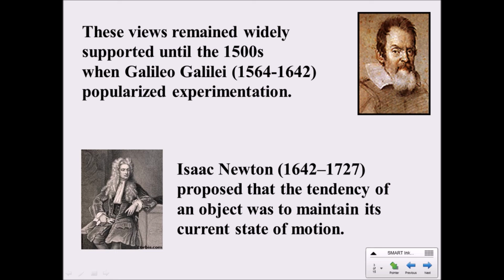Isaac Newton says that if an object is moving, it wants to maintain its current state of motion. The tendency of the object is to maintain its current state of motion. If it doesn't maintain its current state of motion, that means that something else had to be acting on it to make its motion change. That's the subtle difference between Aristotle and Newton. And it's very small, but it is extremely important.